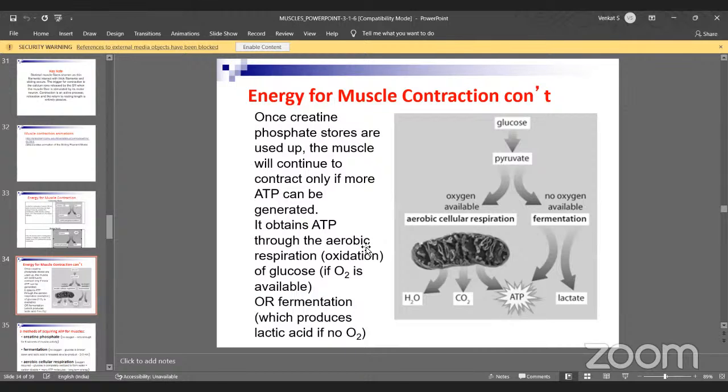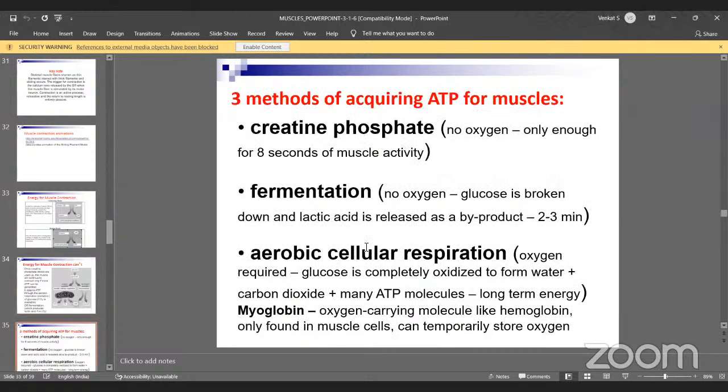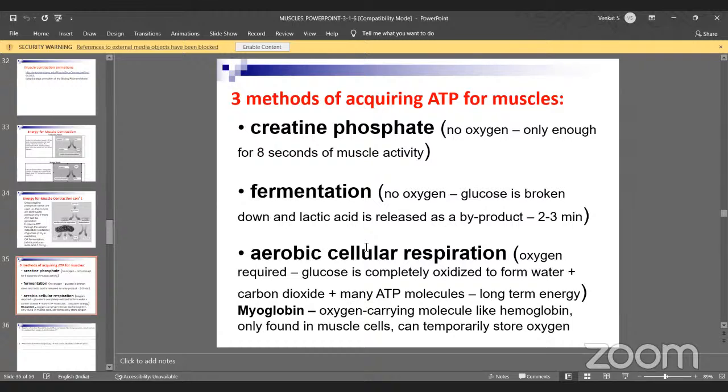So lactic acid fermentation and aerobic cellular respiration are methods of acquiring ATP for muscles. Creatine phosphate: no oxygen, and only enough for 8 seconds of muscle activity. Fermentation: no oxygen, glucose is broken down and lactic acid is released as a byproduct, lasting 2 to 3 minutes. Aerobic cellular respiration: oxygen required, glucose is completely oxidized to water plus carbon dioxide plus many adenosine triphosphate molecules, providing long-term energy.